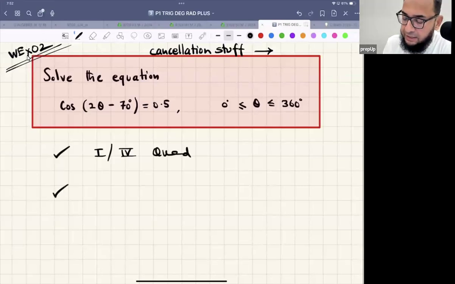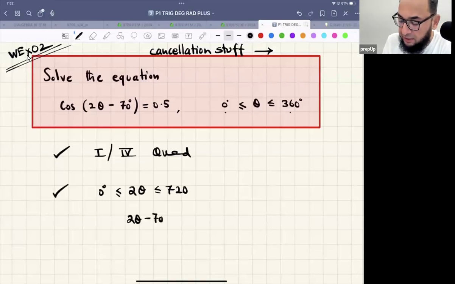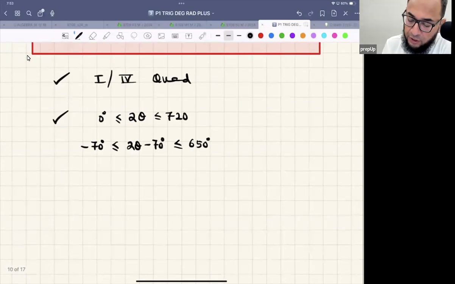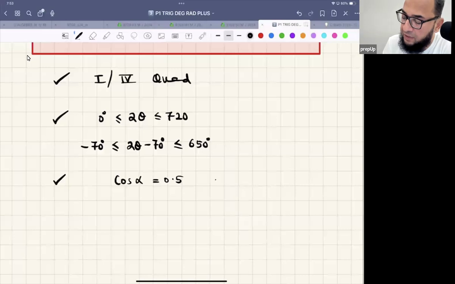Next thing we will write is that modification of range: 2 theta lies between 0 and 720. Basically, we multiply by 2, multiply by 2. And then now we are subtracting. 2 theta minus 70 degrees lies between negative 70 and 650 degrees. And then we will write cosine alpha is equal to 0.5. Therefore, alpha comes out to be 60 degrees.